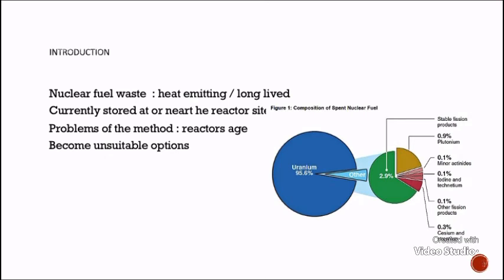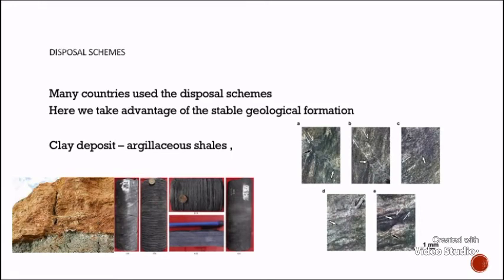is that as the reactors themselves age, they raise many environmental concerns, and they also become unsuitable options for even temporary storage of heat-emitting waste because of the maintenance and monitoring issues that it requires over long periods. So many countries try to adopt a new way. It's called disposal schemes. What they do is that they take advantage of stable geological formations.